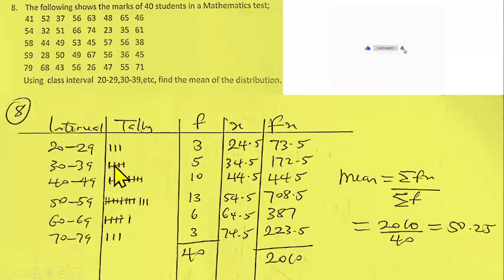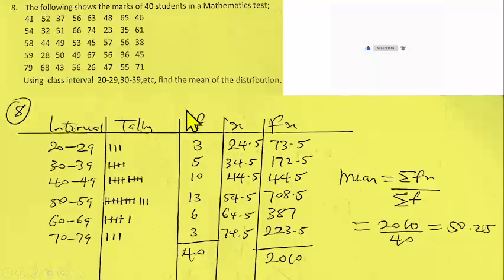We know that the fifth one will cross the four lines you have, four straight sticks. After doing the tally like this, you can now get the frequency from the tally. The number of sticks here is 3, 5, 10, 13, 6, and 3. If you sum it together, that should give us a total frequency of 40.